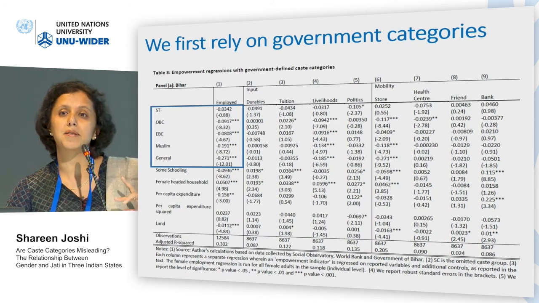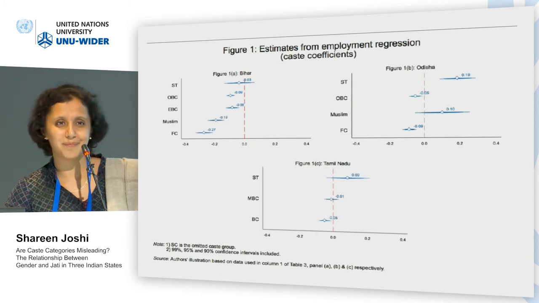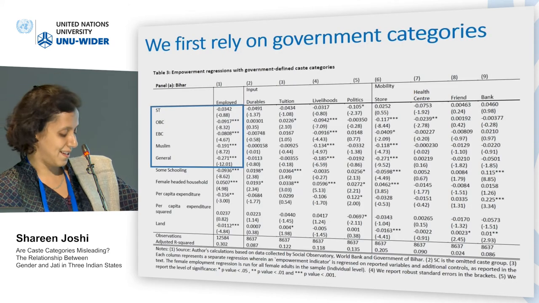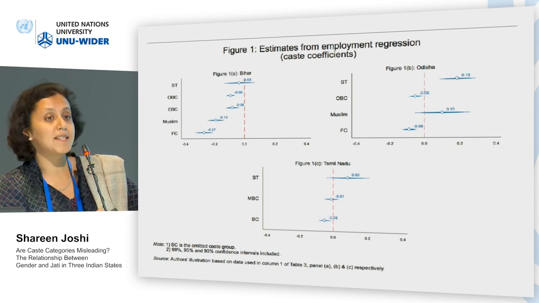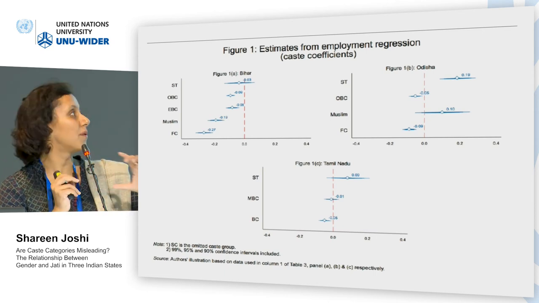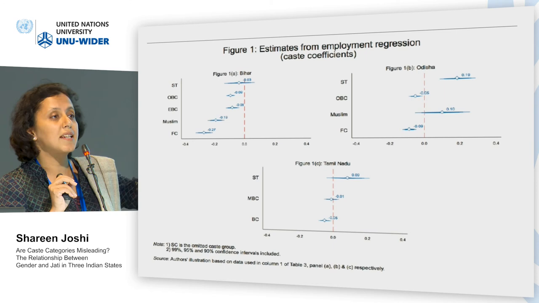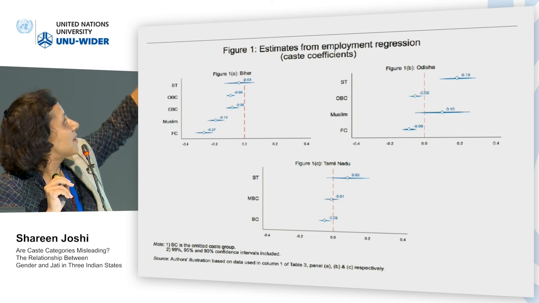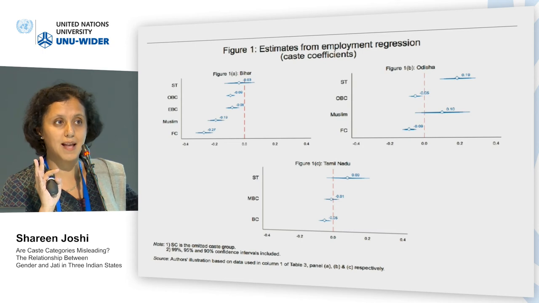First, we run our regressions using government categories. It's a lot easier to look at this visually. So these are regression coefficients on the box, the blue box in this slide. And what you see is in the top left-hand side figure, this is again the state of Bihar. All the controls are in there. I'm just showing you the coefficients on the caste variables. So on the left-hand side, SC, scheduled caste, is the excluded category. And what you have is ST, OBC, EBC, Muslim, and forward caste presented to you on the slide.